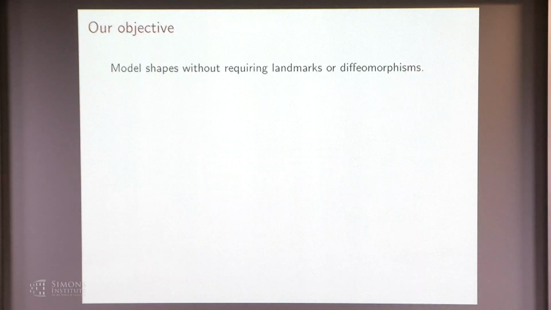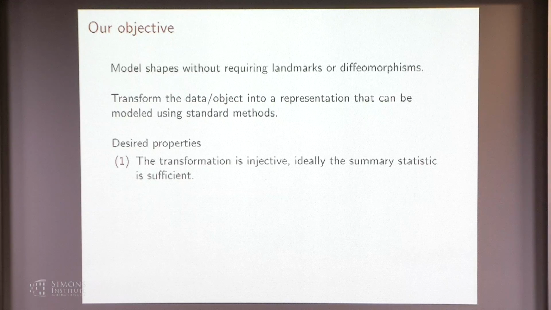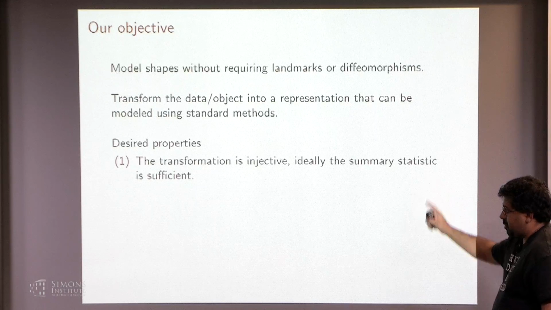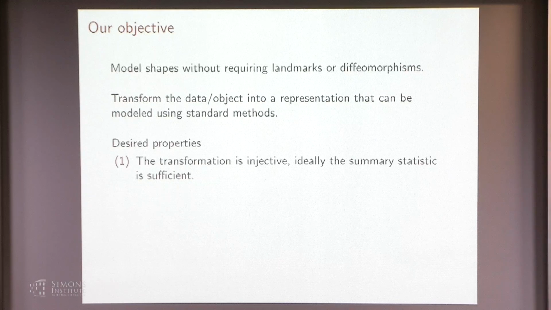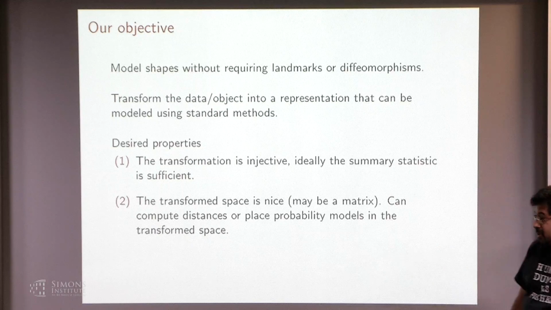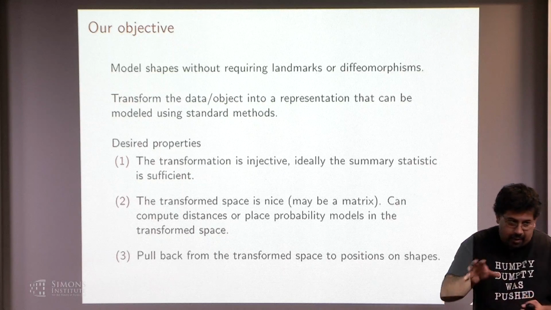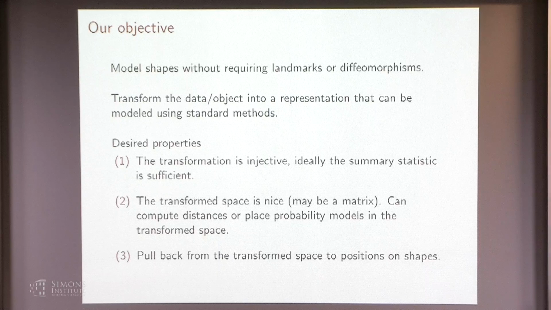So what we're interested in is can we model shapes without requiring landmarks or diffeomorphisms? Our approach is to transform the data into a representation for which I can use standard statistical models. Ideally, this transformation should be injective, so you shouldn't lose information. This transformed space should be nice. In some cases, it'll be a matrix. And I should be able to pull back from the transformed space, so whatever I infer in this space, I should be able to pull back and say something about the original object. So these are my goals.